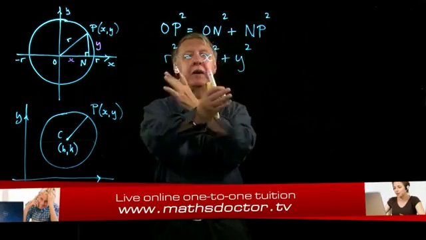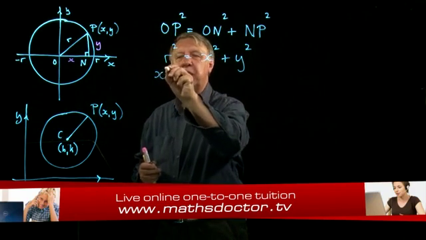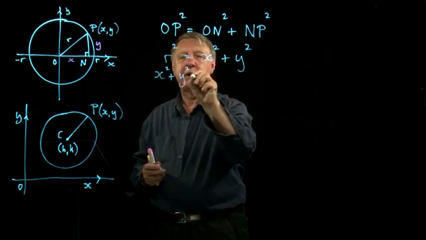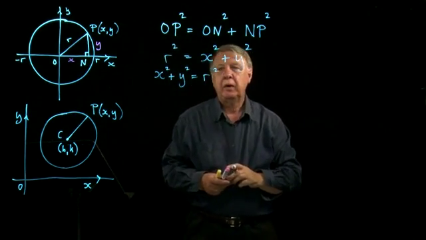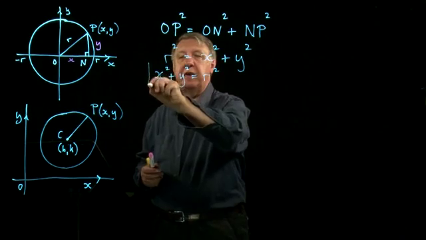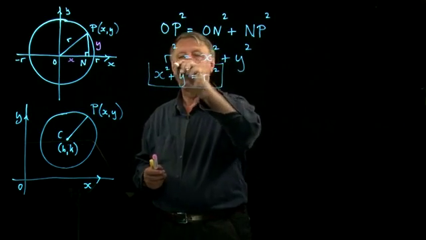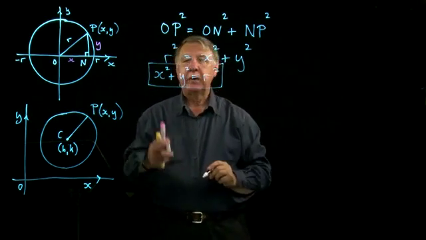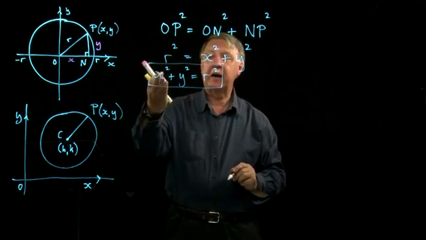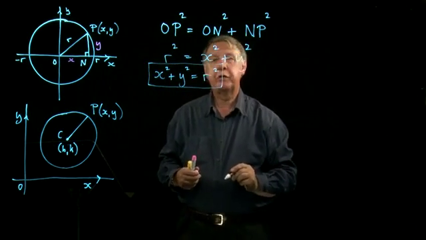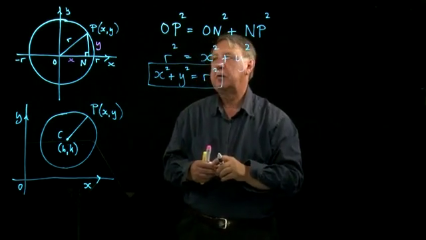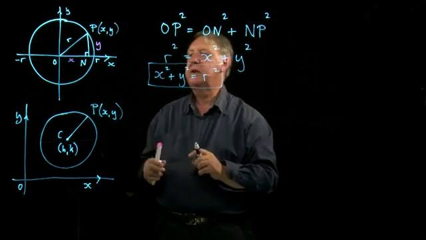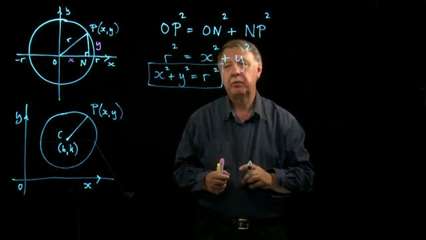Now we normally write that the other way round. So we normally write that x squared plus y squared equals r squared. And this is the equation of the circle. It's a formula with x and y in it that's always true. So that's the basic equation of a circle where the centre is at the origin.